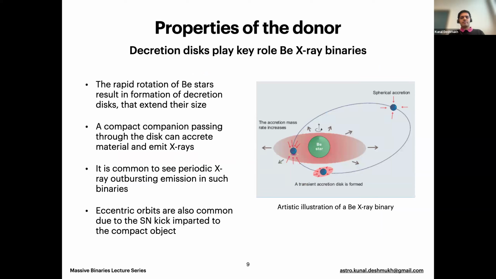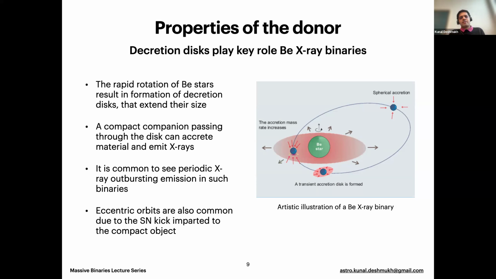This plot shows a typical BE star in a binary with a compact object, and what you see here is first of all the orbit, which is quite elliptical. Then you have the BE star, which has a very big decretion disk. This is not exactly to scale, but the decretion disk is usually quite big. Whenever the compact companion passes through this decretion disk, it has the opportunity to accrete material. So what is very typical in this kind of system is that since this motion is periodic at the orbital period, you can see periodic X-ray bursts coming from such X-ray binaries.